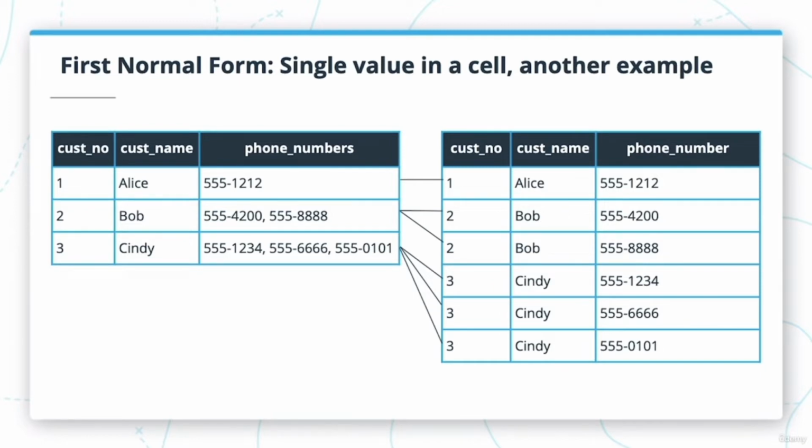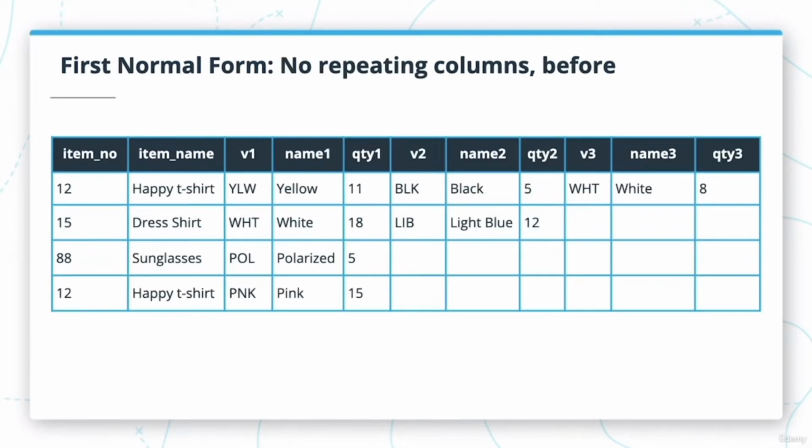This was a separate example of how having a single value in a cell can happen and how we can fix it. Let's move back to our items example and look at the third rule of first normal form, which is no repeating columns. We identified that problem early on as we were exploring this data set, which is that we have repeating columns in the form of variants. We have variant 1, which comprises a code, a name, and a quantity. And then we have the same thing for variant 2 and variant 3.